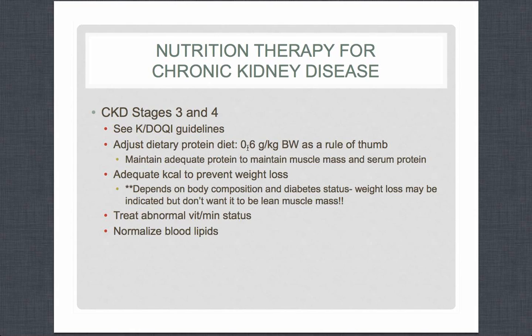This is very important. So chronic kidney disease stage 3 and 4, this is where we start doing protein restriction, 0.3 grams per kilogram body weight. This is considered a minimum protein requirement, a rule of thumb for maintaining muscle mass and serum protein levels. High protein does stress the kidney. It does cause increased demand for filtration, and it is problematic. I'll show you some evidence for that momentarily. We don't really know the optimal protein target, though, so more on that soon. Make sure kilocalories are adequate to prevent weight loss.